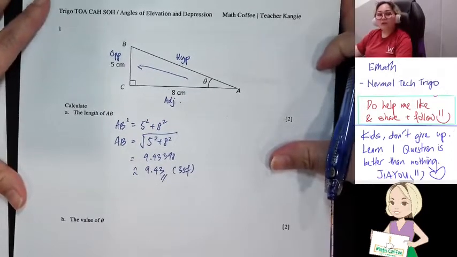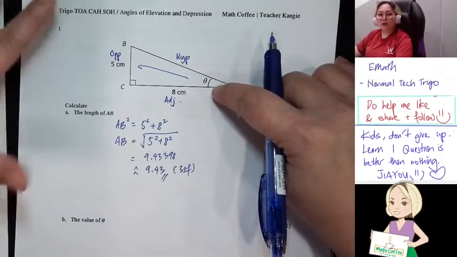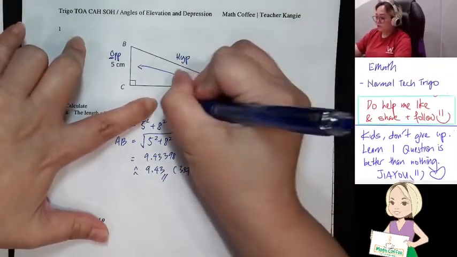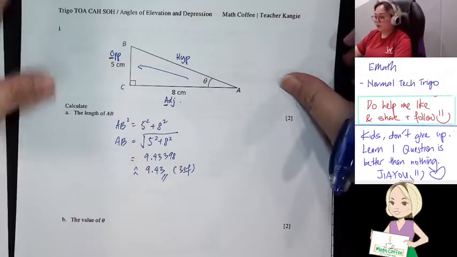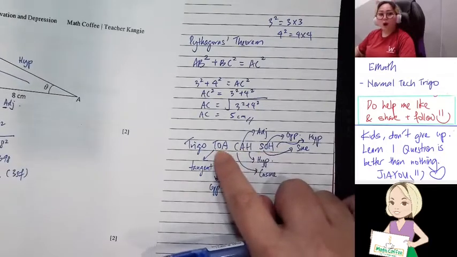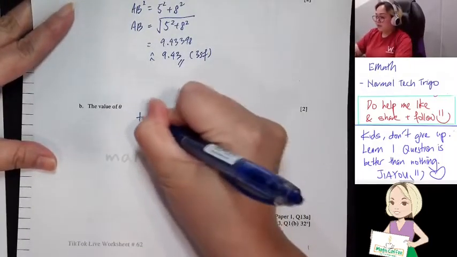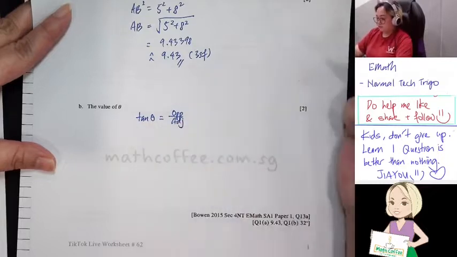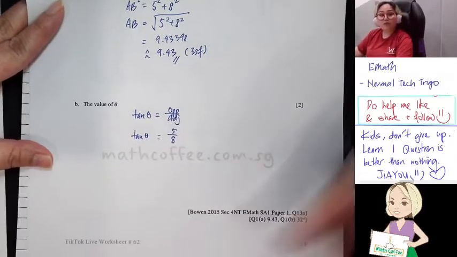Okay, after you label this already, because I want to find the angle, I need to form an equation. Let's take a look at what we have. We have 5 cm, that means we have O. We have 8 cm, that means we have adjacent. So I need to use O and A to form the equation. Which of TOA CAH SOH has O and A? It's the TOA. So I will form the equation and say that tangent theta is equals to O over A, opposite over adjacent, and that will be 5 over 8. So tangent theta is equals to 5 over 8. This is the equation.